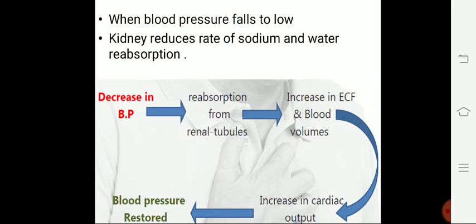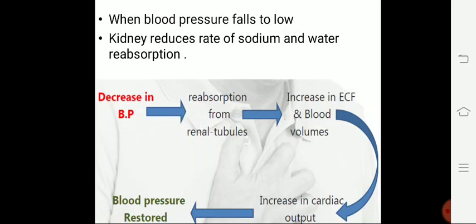When the blood pressure falls too low, the kidney reduces the rate of sodium and water excretion, and over a period of hours to days there is increased reabsorption from the renal tubules, an increase in extracellular fluid volume and the blood volume, an increase in cardiac output, and the blood pressure is restored to the normal level. If, for example, a person drinks enough water and eats enough salt to increase the blood volume, the blood pressure will return to its previous level.